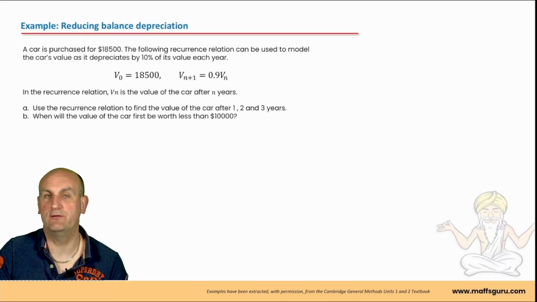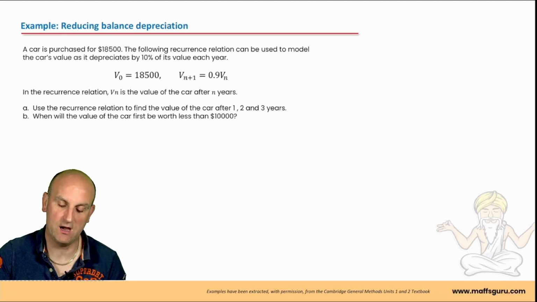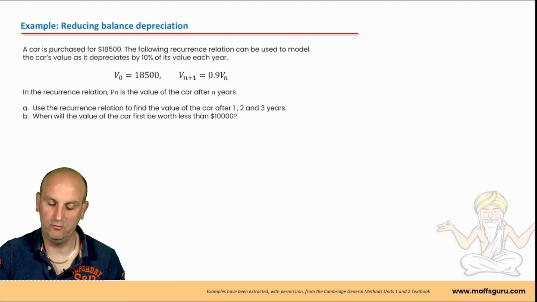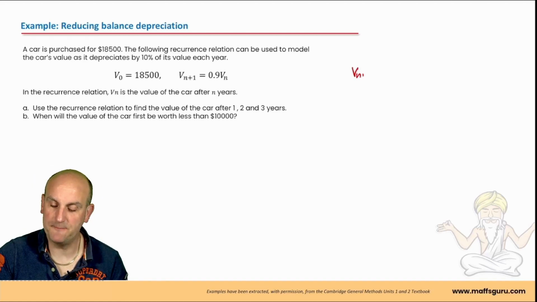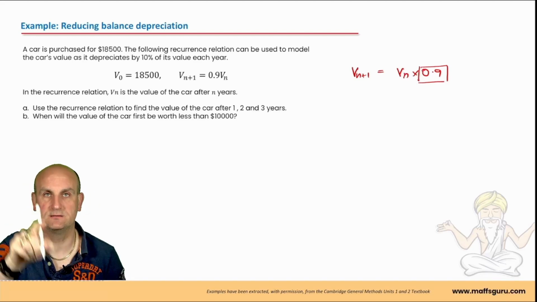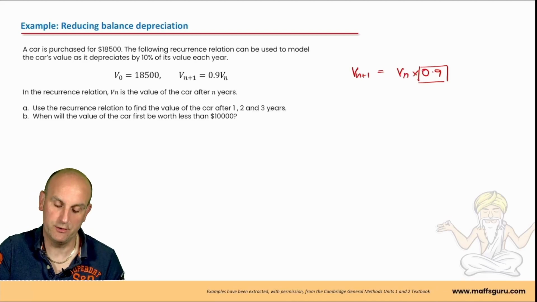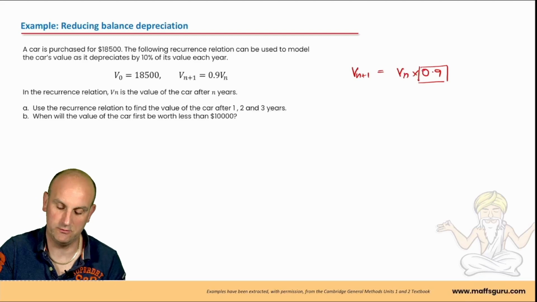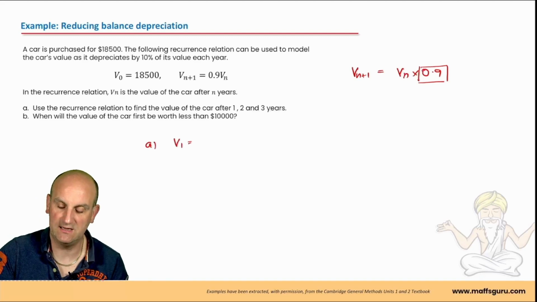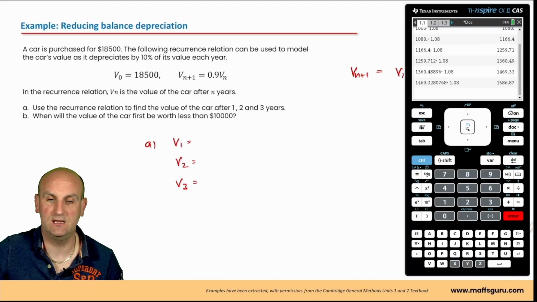Reducing balance depreciation. Now, reducing balance depreciation is, so again, what do we notice? We got here a situation where a car is purchased once again for $18,500. And we know to get to our next term, we're going to take our previous term and multiply it by 0.9. Now, because this number here is less than 1, it means it's going to get slower and slower and slower. It's going to be a decrease, but slower and slower and slower each time. So I use the recurrence relationship to find the value of the car after 1, 2, 3 years. Very repetitive. And believe it or not, these type of questions are very repetitive in exams as well. Right? Don't hold me to that, but there's only so much that we can actually ask you to do.